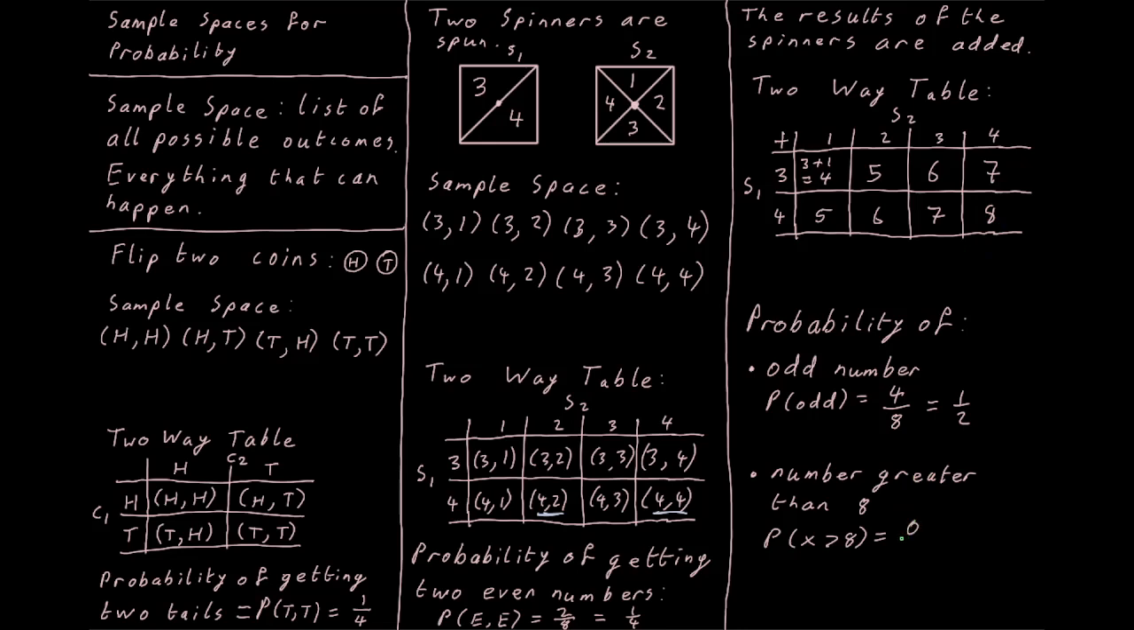So it would be 0 out of 8. There's no outcome I'd be happy with. So I just say the probability is 0. I definitely can't get a number greater than 8. So its probability is 0. And that is how we can use our sample spaces and our two-way tables for solving probability questions. And that is what we need for now.